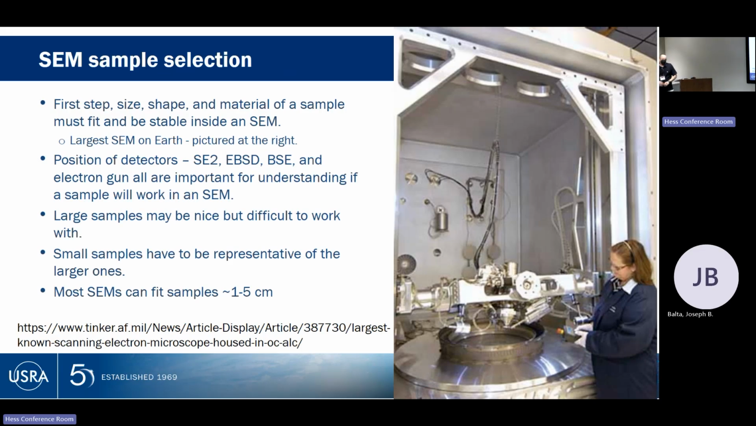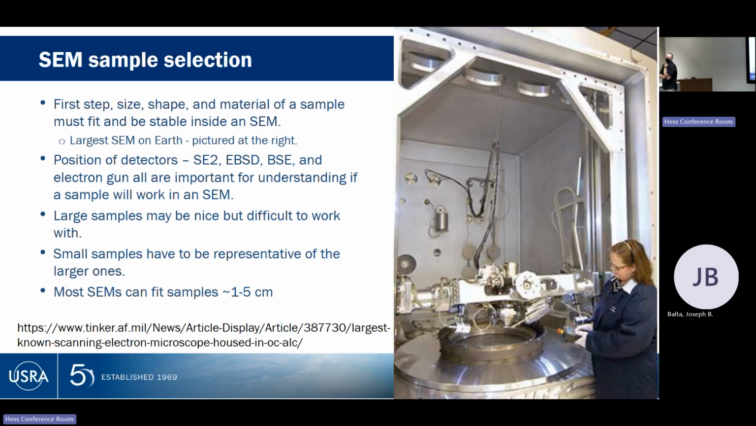First question, how do I fit this into the SEM? Well, sample size actually matters here. The largest SEM on Earth is pictured there at the right. If you need to analyze a very large chunk of material on an electron microscope, that is the largest known scanning electron microscope right there.